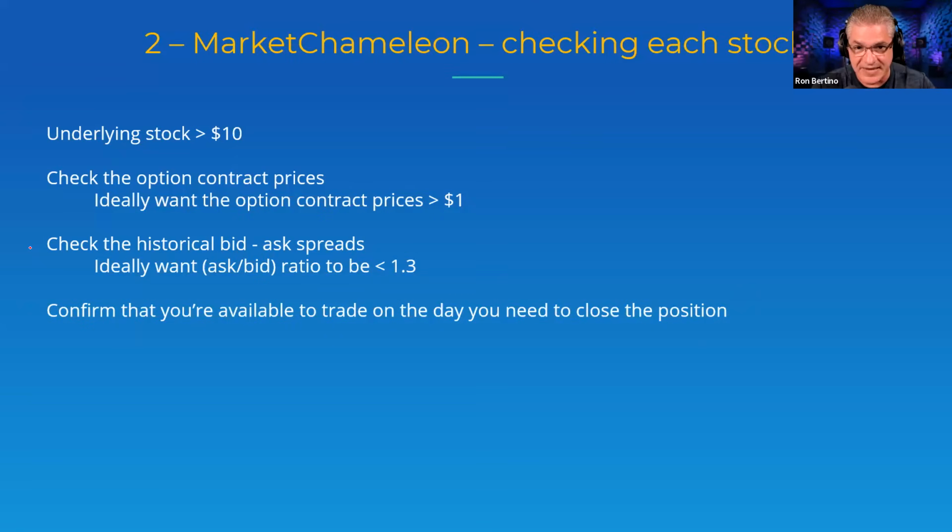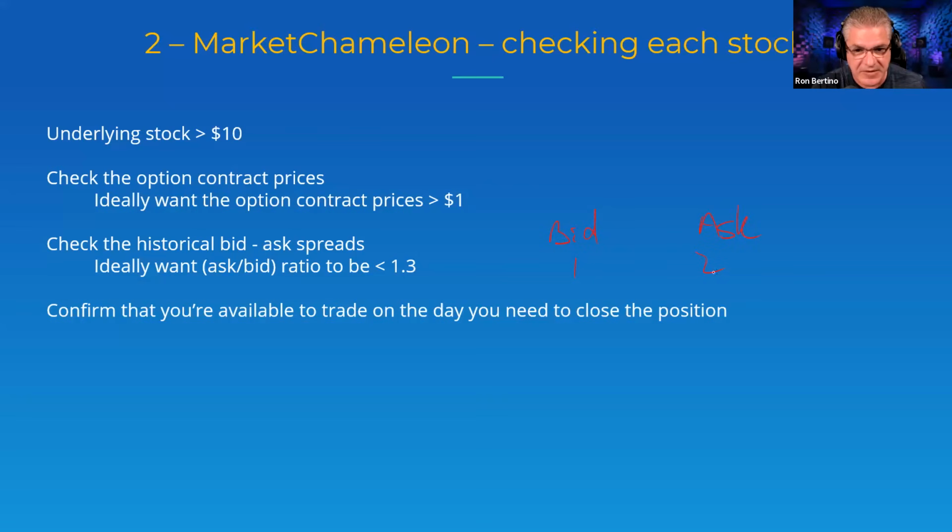Unfortunately, we can't select this in the filter criteria. So this is just something you've got to eyeball when you're looking at the observations. For the bid-ask spreads, remember, if you've got a bid here of 1 and an ask of 2, there are different ways to figure out when the bid-ask is too wide or too narrow.